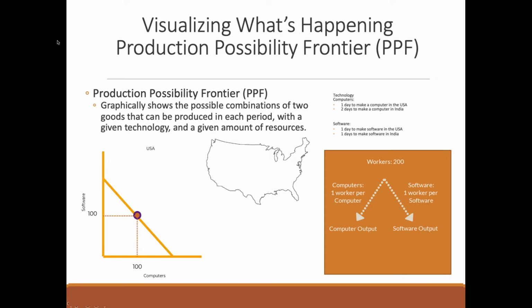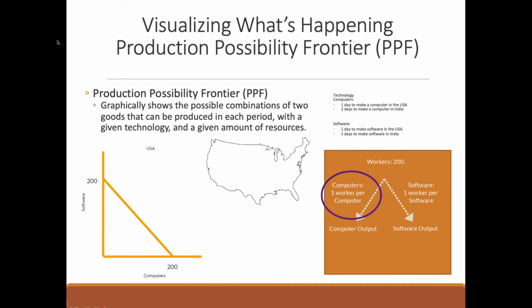Let's talk about what we think is better. Well, if we start off with point A, 100 software and 100 computers, we assume that having more things is preferred to having fewer things, because you can always choose not to use it. So anything to the right and up would be considered preferred. So we want to move in that direction, up and to the right. Down and to the left would be having less. So our goal with gains from trade would be to end up at a point that is somewhere in the preferred region.